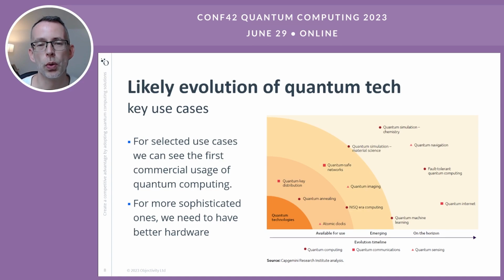So what will the quantum computing world look like? I will go over this briefly because I assume that most of you will know what to expect. For selected use cases, we can see the first commercial use of quantum computing. As I said, annealing is actually already useful. Things like atomic clock, quantum key distribution, the networks are already up and running in many places in the world.